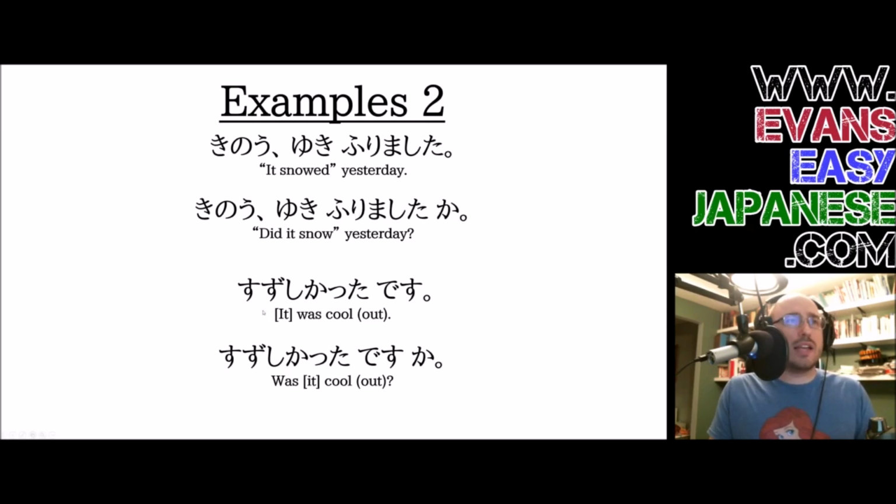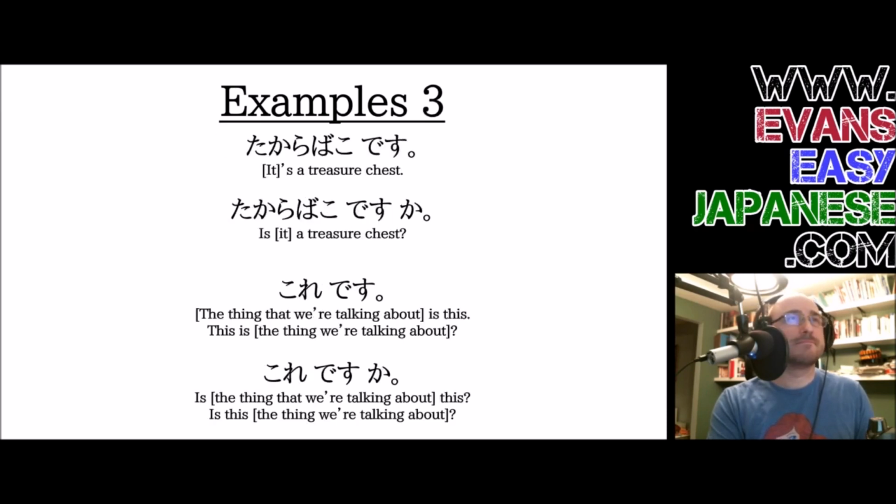Okay, next. Suzushikatta desu. It was cool outside. So, suzushikatta desu. Suzushikatta desu ka? Was it cool outside? I noticed the ka, rising intonation, brings it into a question. My good sir, was it cool outside at the time? Elementary, my dear Watson. Number 3.